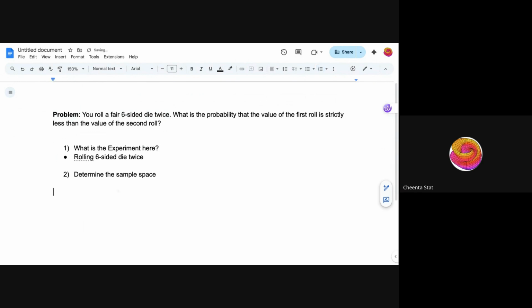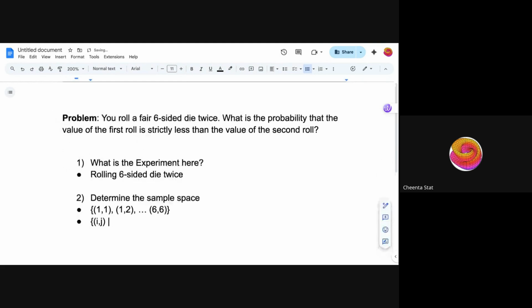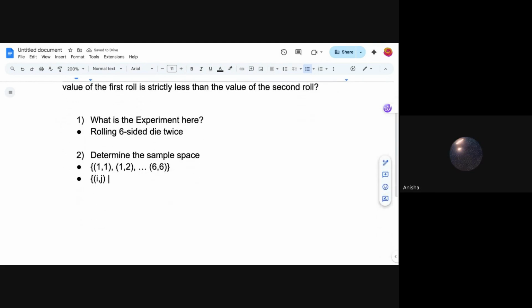Yes. One, one. Right. So the sample space is (1,1), (1,2), dot dot dot, (6,6). So how do you represent it mathematically? We represent it mathematically with set builder notation: (i, j) where i and j are in 1, 2, 3, dot dot dot, 6, right? I hope you can see the screen, Anisha and Srinivas.